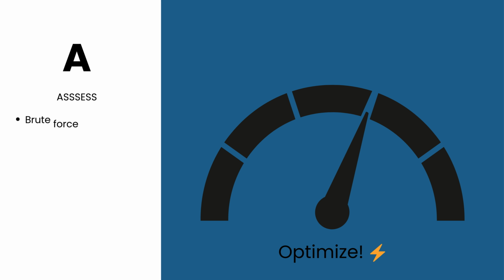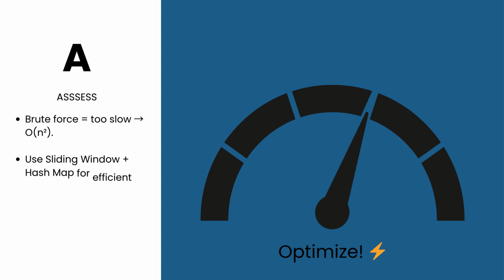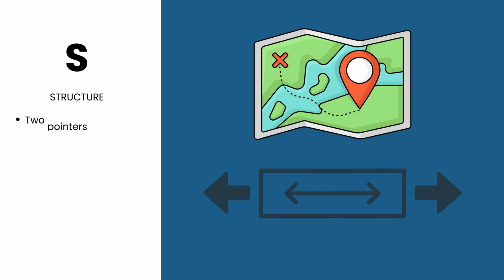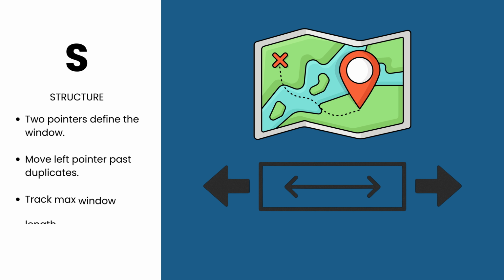Assess recap. Then we discussed why brute force just doesn't cut it. It's too slow, checking every possible substring. Instead, the optimal approach uses the sliding window pattern combined with a map or set to keep track of characters efficiently. Structure recap. We planned the logic step by step. 2 pointers to define the window, a map to store character positions, and a way to slide the window forward whenever we hit a repeat, always keeping track of the maximum length seen so far.